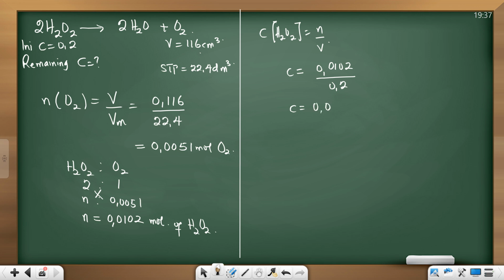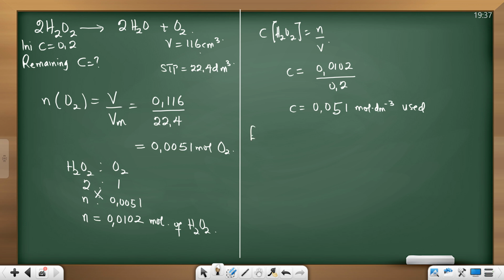0.01. Oh, 0.051. Okay, there was somebody who raised a hand. Yeah, 0.051 moles per dm cube. This is what is used.